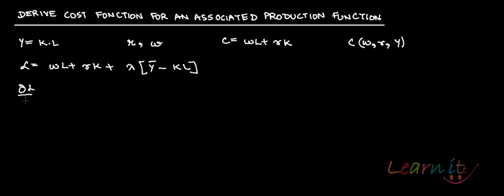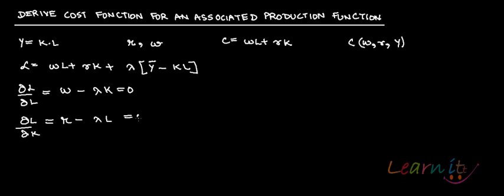So we'll find three partial derivatives, one with respect to L, another with respect to K, and a third with respect to lambda. What we'll have is W minus lambda K equals 0, del L by del K is R minus lambda L equals 0, and del L by del lambda is y bar minus KL equals 0. So these are the three conditions which you have: first, second and third.